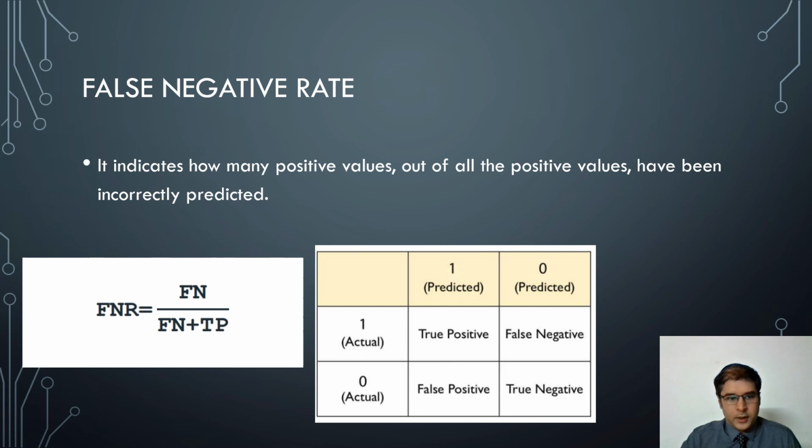Next we have the false negative rate, which indicates how many positive values out of all the positive values have been incorrectly predicted. This is the false negative rate, which is FN by FN plus TP. Incorrectly predicted means for the 1 values. So out of all the positive values, which is this row here, how many have been negatively identified? That is the false negative rate. The lower the false negative rate, the better the model.